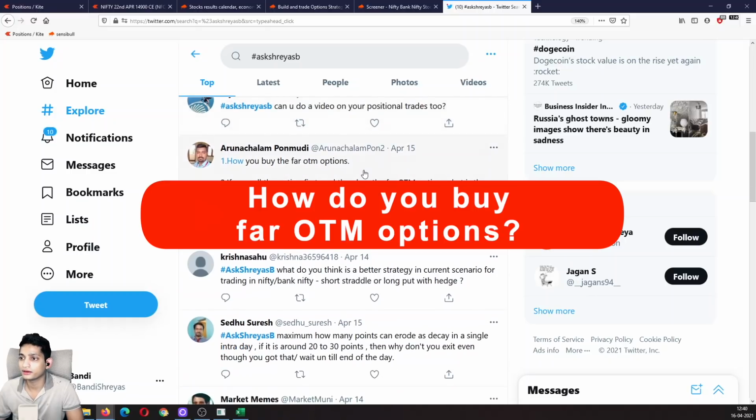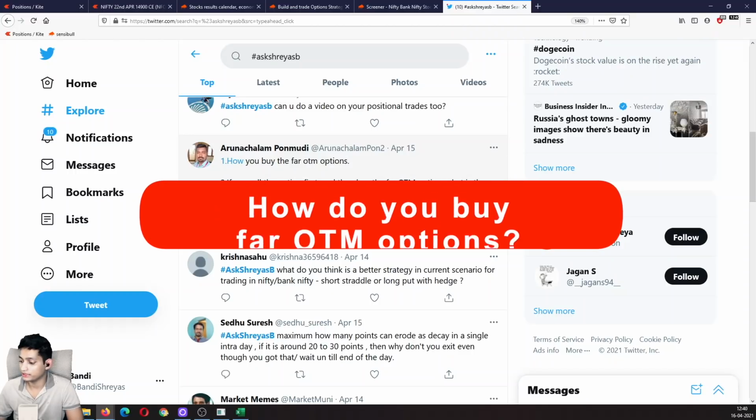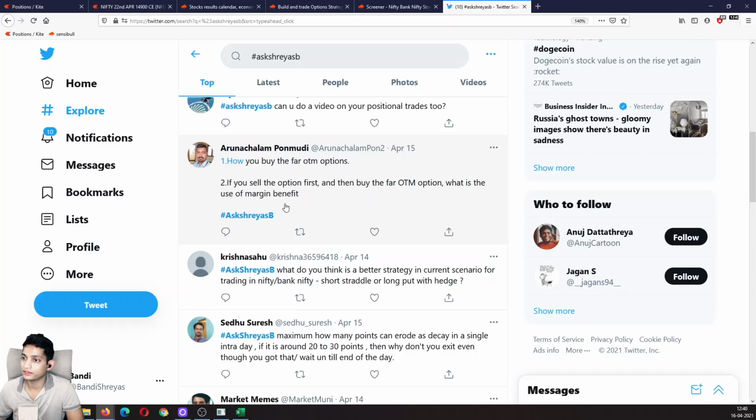How do you buy FAR OTM options? If you sell the options first and then buy OTM, what is the use of margin benefit? Yes. So to buy FAR OTM options, especially in Zerodha, at times you have to sell first and then you can buy. When you sell, you require full margin. But when you buy, the margin cuts down. So you do get margin benefit, but after you buy.